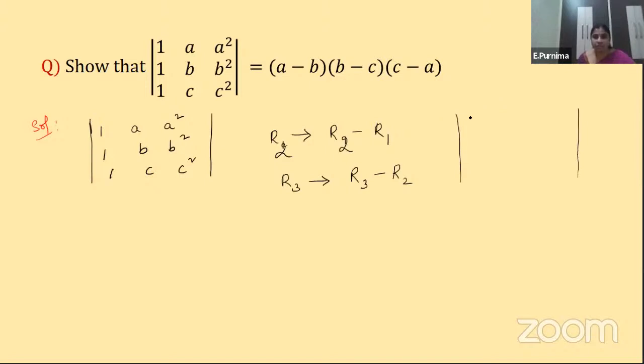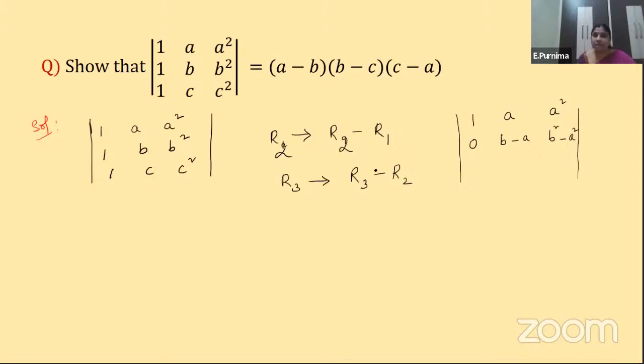First row, there is no change, so the first row remains as it is: 1, a square. Second row: R2 minus R1 I am doing. What is R2 here? 1, b, b square. Every element should be subtracted from its corresponding element. So 1 minus 1 becomes 0. Next, b: what is the corresponding element in R1? a. So b minus a. Next, the third element is b square minus a square. Is it clear?